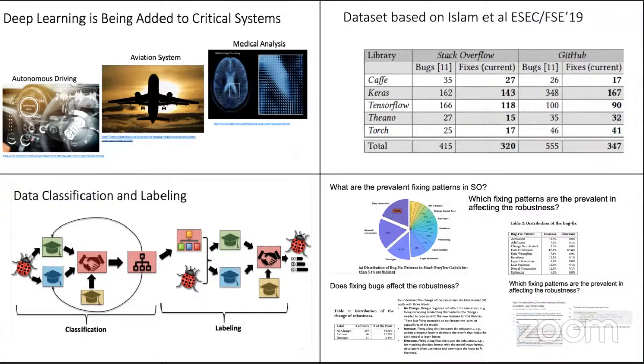Great, thank you, Ranjit. That was a great talk. So our first question is, how do you define what is a bug in deep learning, and how do you know or verify that one is actually fixed?